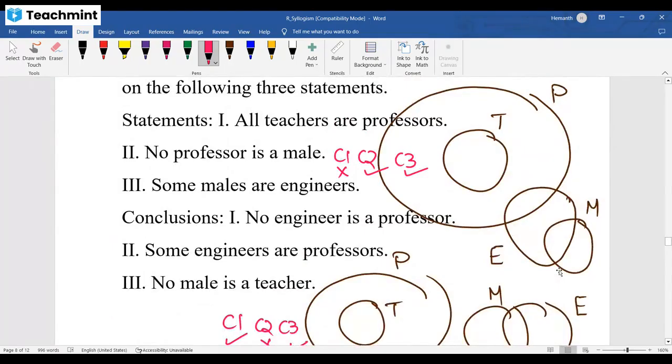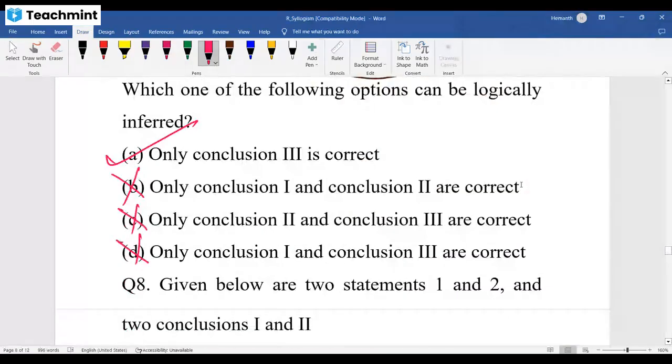Many people draw the below diagram as the first diagram, where you get the second one false. If the second one is false, there are two options left over: only 3 is correct, or 1 and 3 are correct. Among those two, to decide, you have to draw the other diagram. Here I eliminated the second conclusion. When the second one is wrong, then B is wrong, C is wrong. It can be A or D: only 3, or 1 and 3.